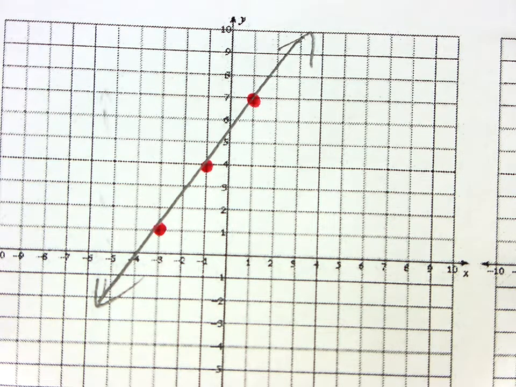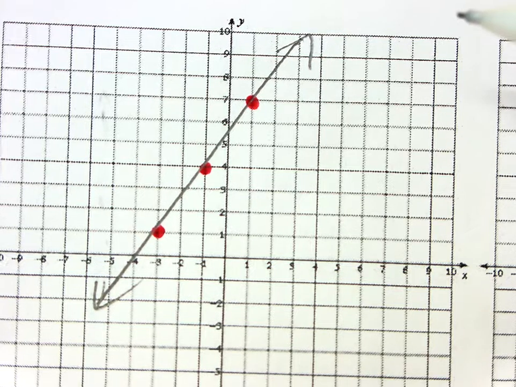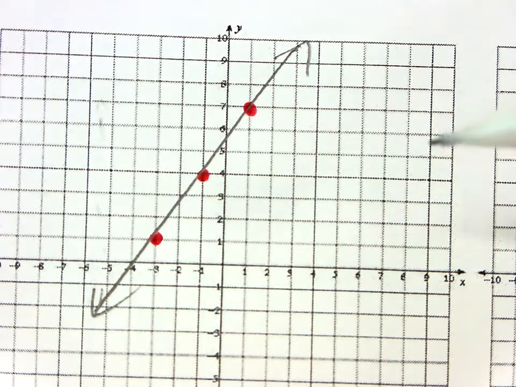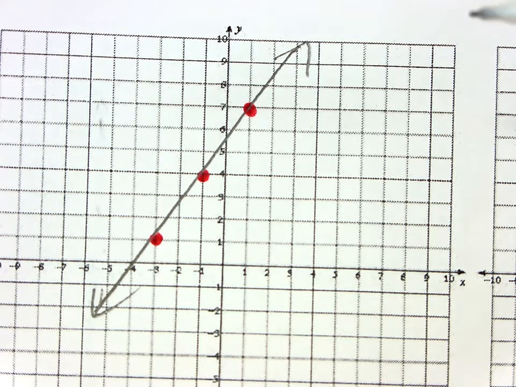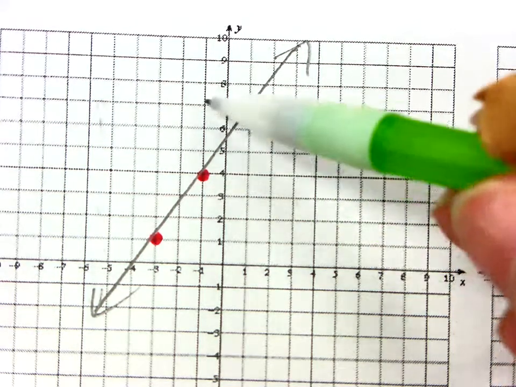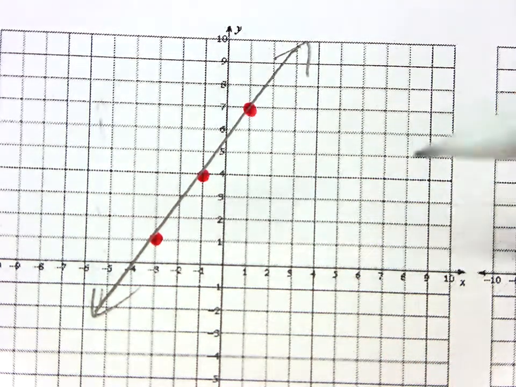I can still find my slope, can't I? Right? I don't need the y-intercept to find slope. I'm just going to count the boxes between the dots. So, to get from one dot to the other, what am I doing?